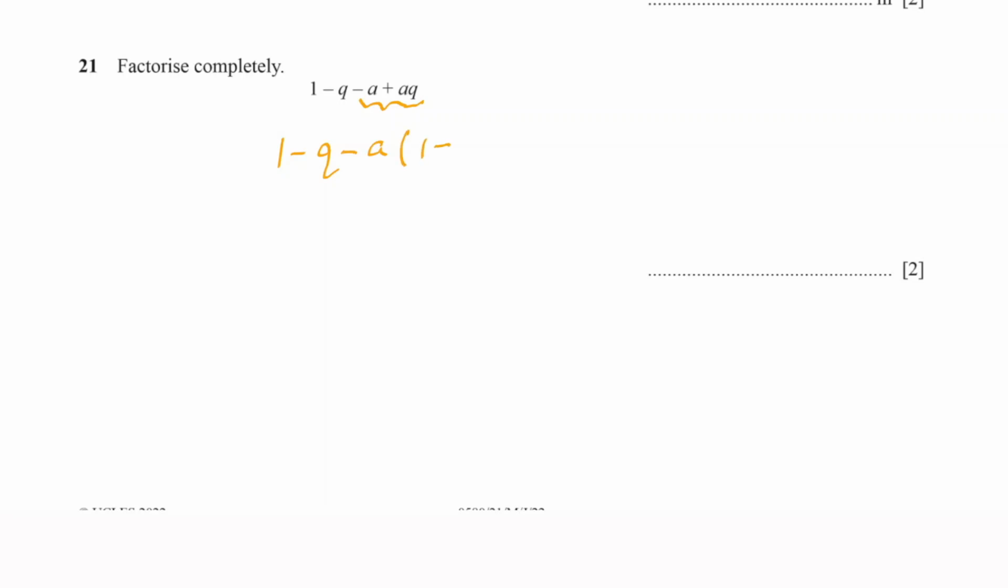So 1 minus q, again I'll get it, right? Why am I getting 1 minus q? Because if I multiply minus a into a, that gives you minus a, and minus a into minus q gives you plus aq, because minus into minus gives you plus. So remember that. I just took out common a from these two terms, and this is what I got.